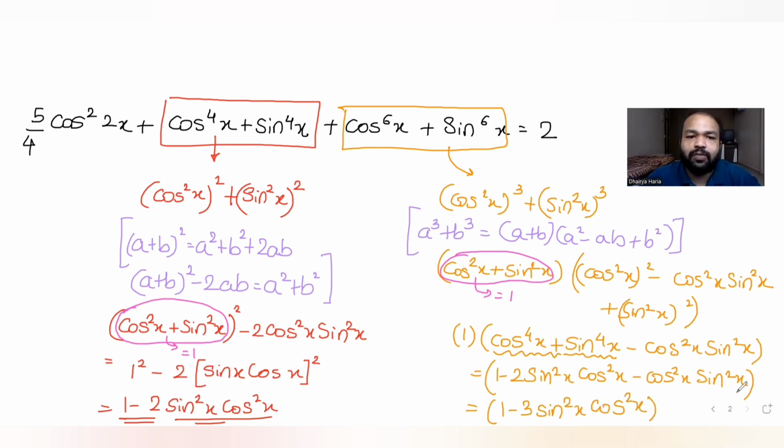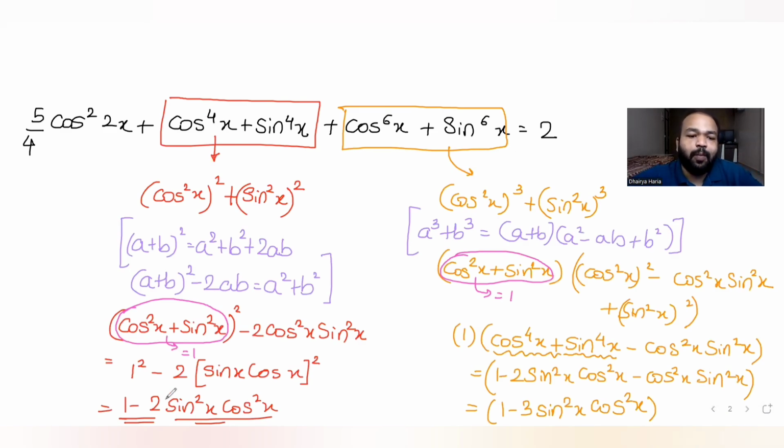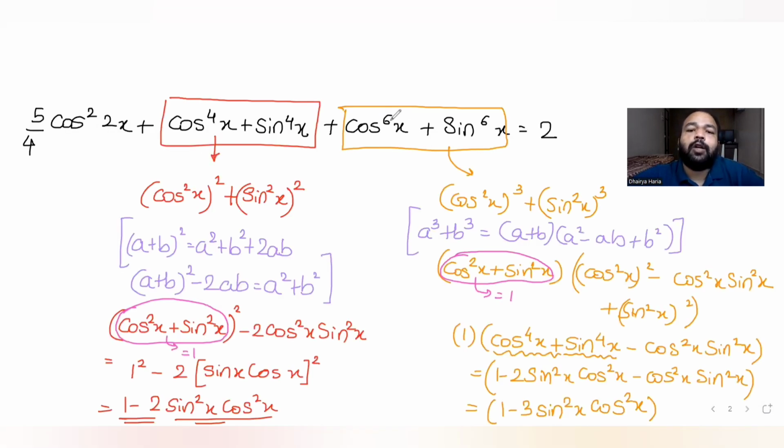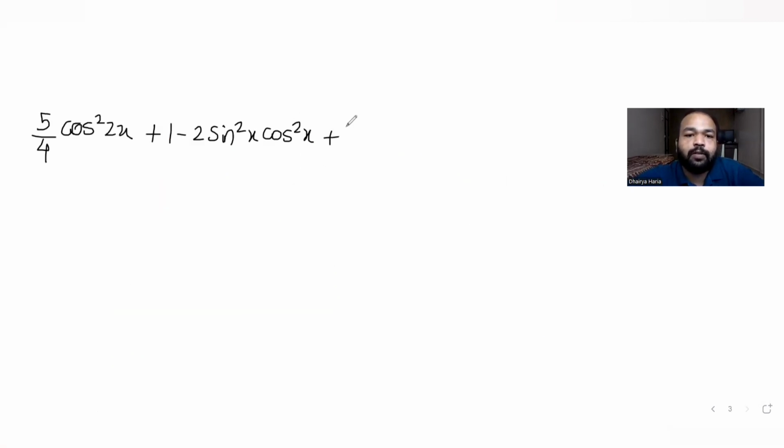Let's try to solve this further. If I write that entire equation which I had, the first part was 5 by 4 cos square 2x. For the second part, I had this simplified in the form of 1 minus 2 sin square x cos square x, so I add that. The third part, cos raised to 6x plus sin raised to 6x, I can just write as 1 minus 3 sin square x cos square x.